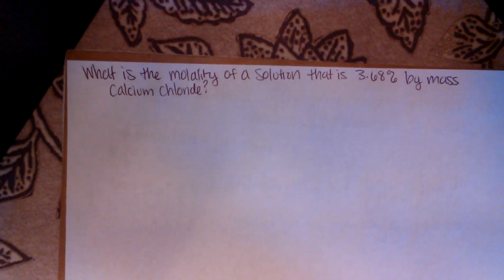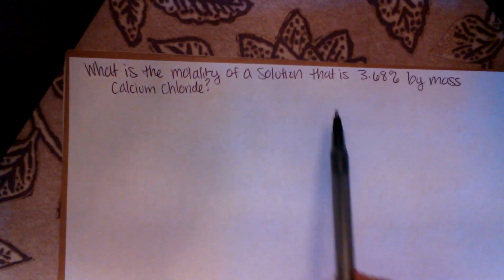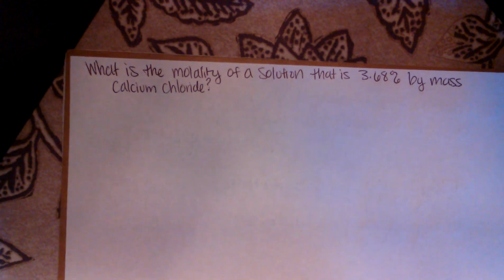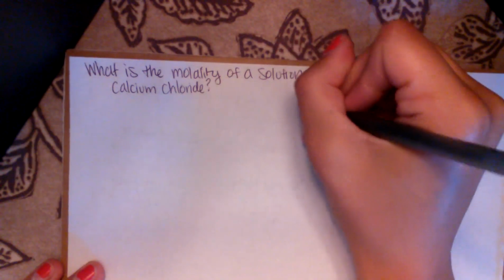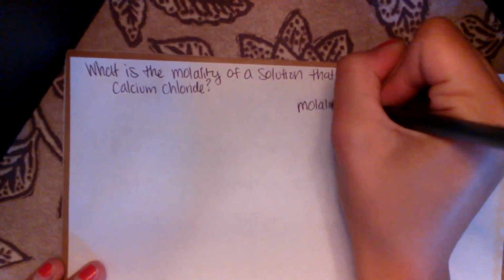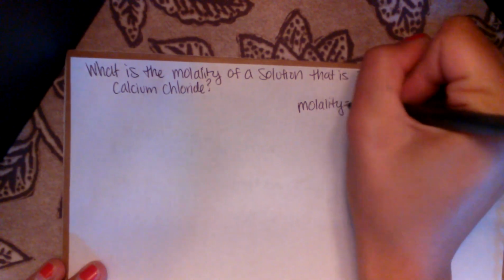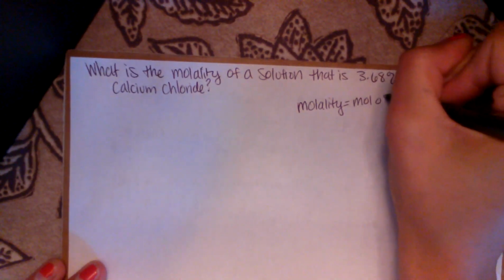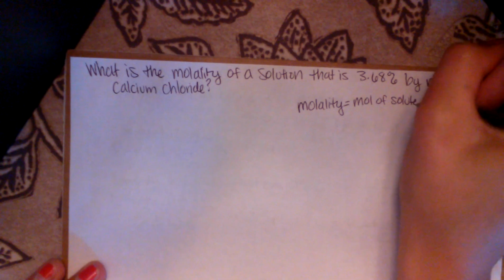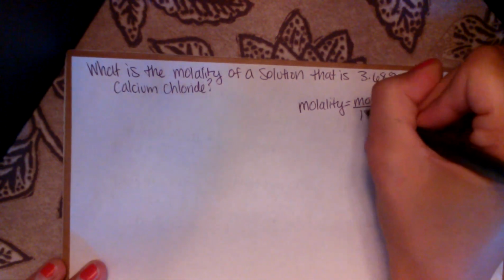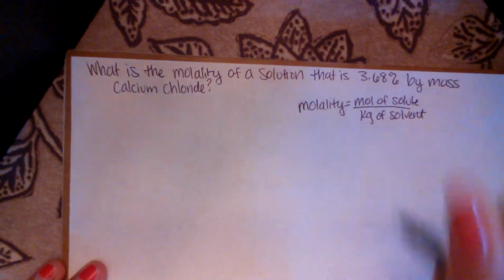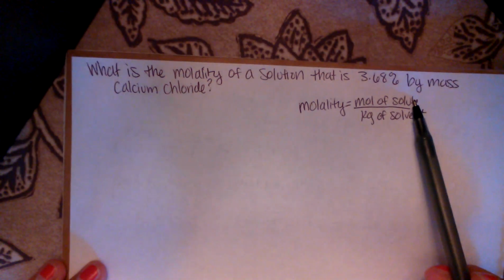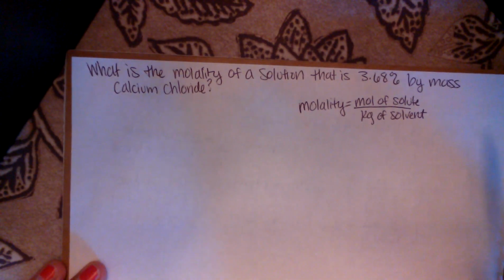Okay, the question here is, what is the molality of a solution that is 3.68% by mass calcium chloride? Okay, so we are dealing with molality. The formula for molality is the moles of solute over kilograms of solvent. So basically, what is your solute and what is your solvent in this problem?